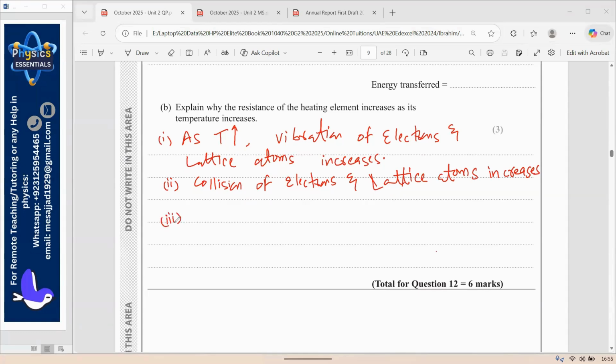And because the collision rate is increasing, what will happen? Flow of electron becomes difficult. Okay. And when the flow of electron becomes difficult, what will happen? The resistance rises. Okay, that shows actually when the flow is becoming difficult, therefore we say resistance is increased.